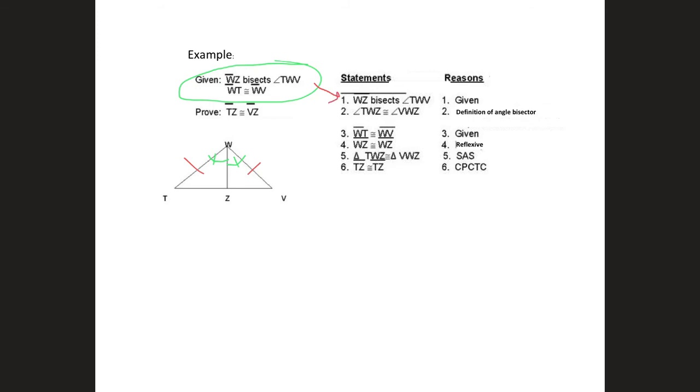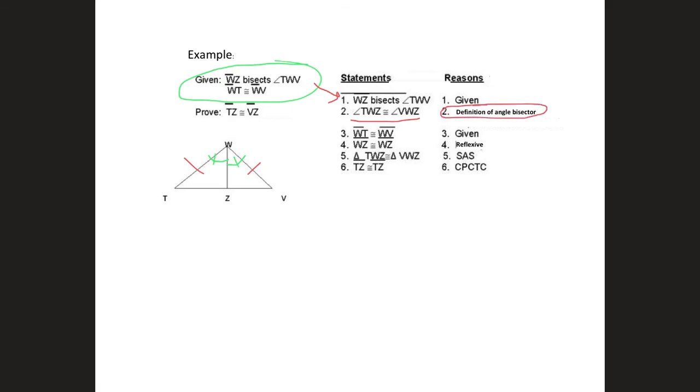WZ bisects angle TWV. And here's an example of a proof that's done where they split up the givens. You don't have to always put the givens at the beginning. You could split them up, like use this one given, and then what can I get from that? And then use another given, and what can you get from that? So from the fact that WZ bisects TWV, we then know that these angles are congruent, that angle TWZ is congruent to VWZ. Those are the ones we already marked earlier in the green. We're just putting it into our proof now, and the reason for that is definition of angle bisector.